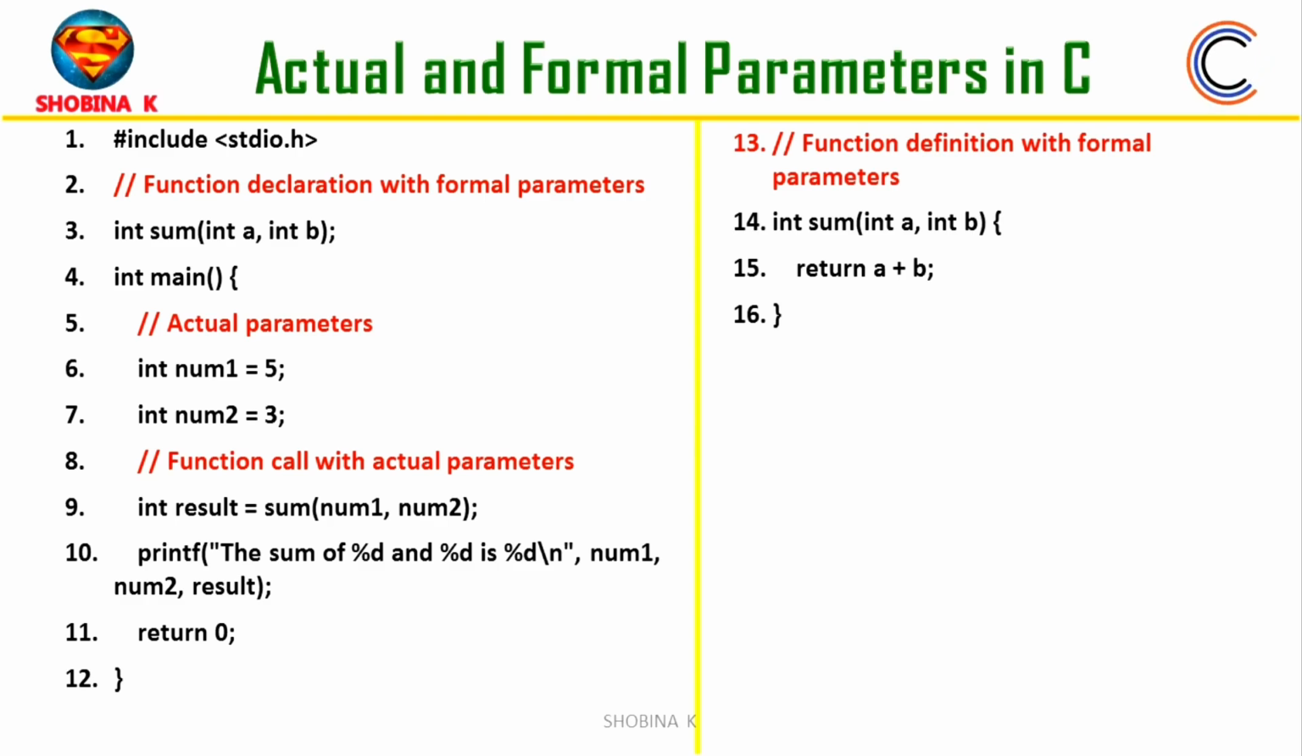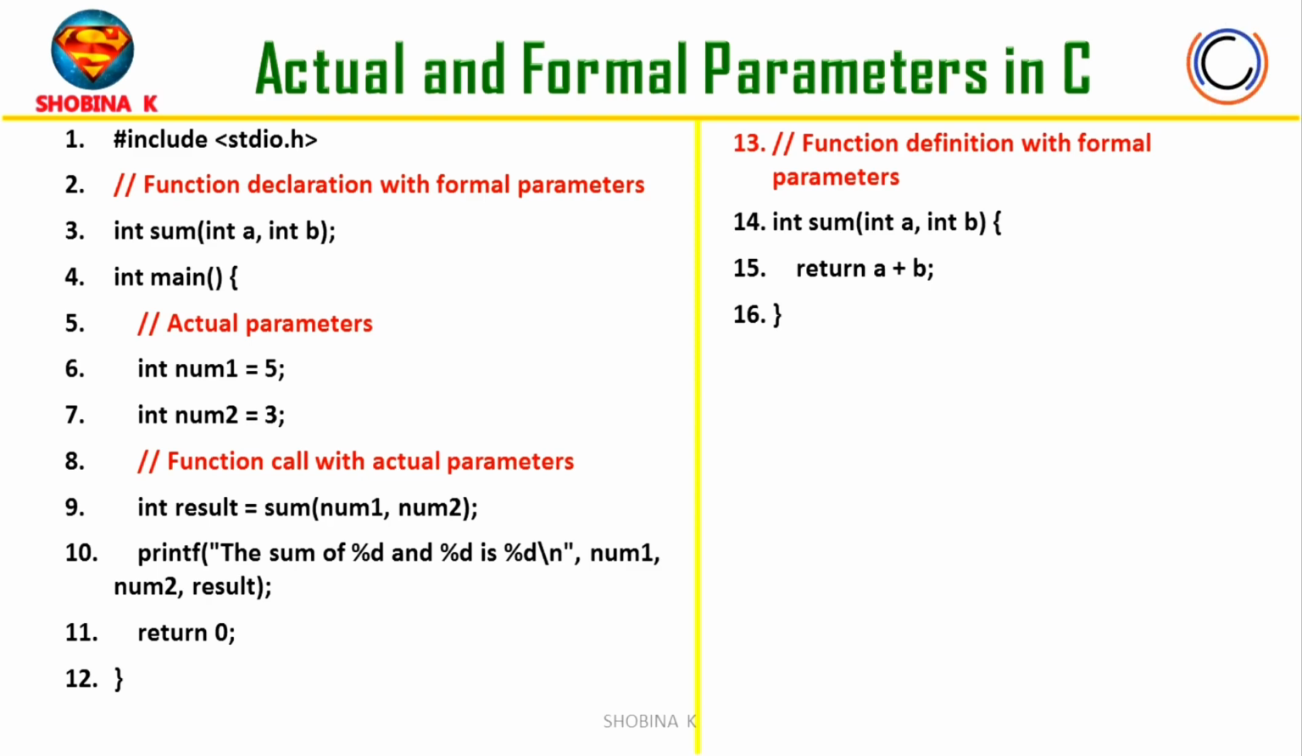The main function begins by defining two integer variables num1 and num2, initialized to 5 and 3 respectively. The sum function is called with num1 and num2 as actual parameters. The result of this function call is stored in the result variable. The printf is used to display the result. And then we have the function definition, and this block defines what the sum function does. It takes two integers a and b, adds them and returns the result.